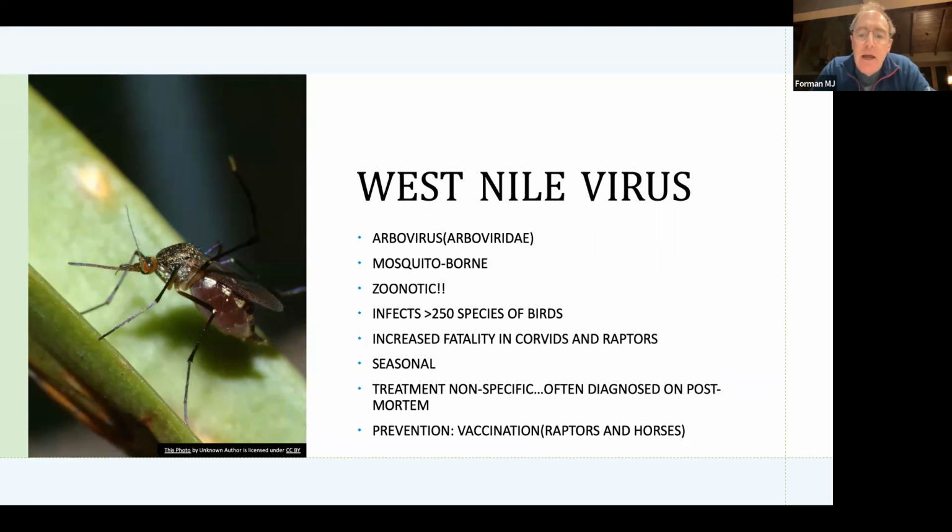Treatment is typically non-specific. The reason is that there really isn't any treatment. It's a viral infection. It's often diagnosed on postmortem. So when I was in private practice, I had people call me every year with songbirds or magpies, especially because we have so many magpies around here, or ravens.